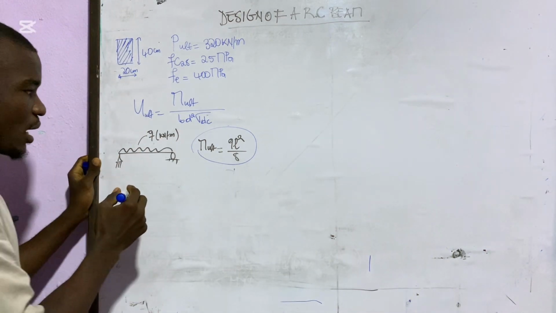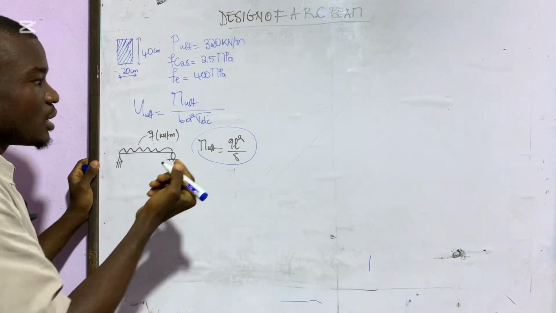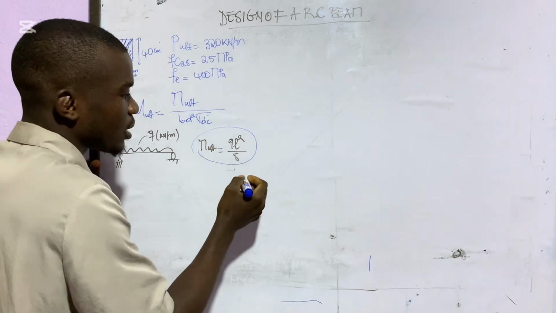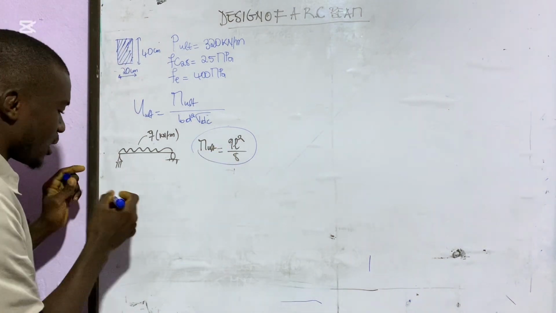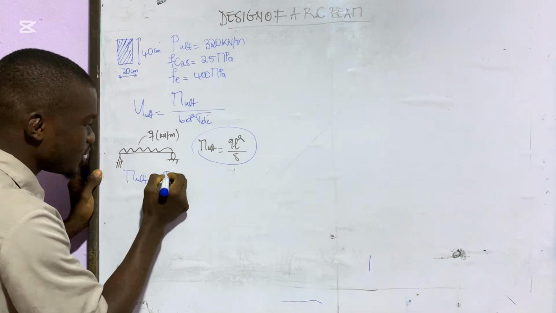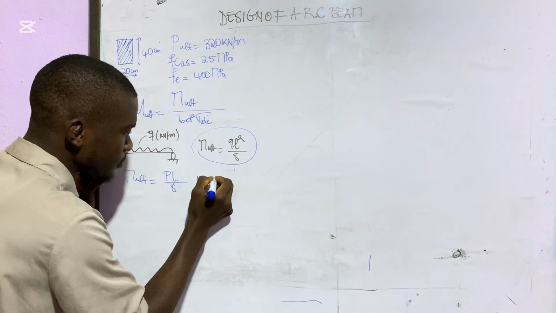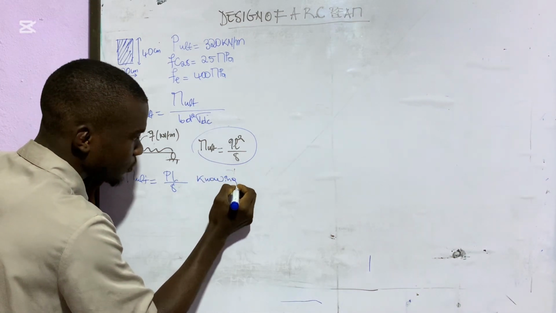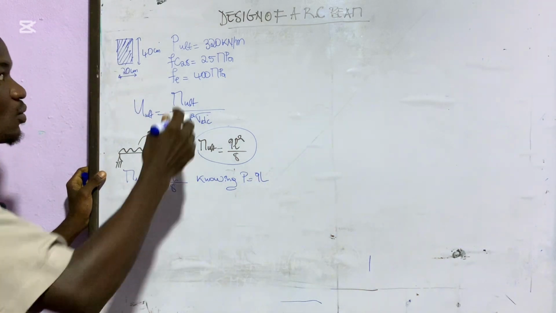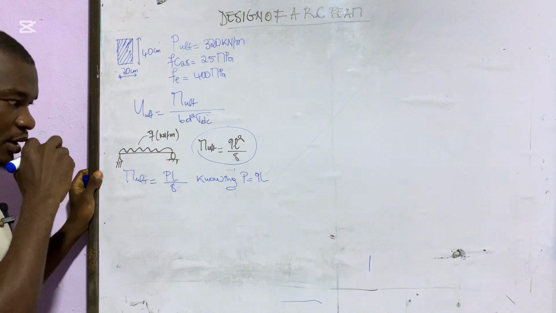So we have been given P. This formula, QL square, can also be written as M ultimate equals PL all over 8, knowing that P is equal to QL.